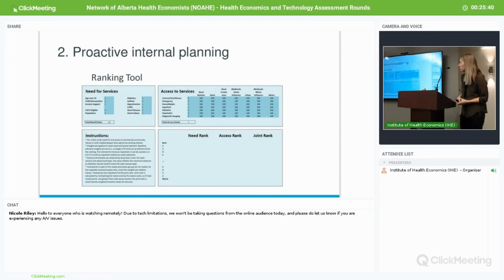So this is the ranking tool. The first thing we did was split out need for services and access to services. These are all the indicators from the needs assessment tool. We have indicators like what proportion of the population is aged over 70, who's eligible for ICACP, which is a high acuity service that we can give to certain Albertans, and chronic diseases.